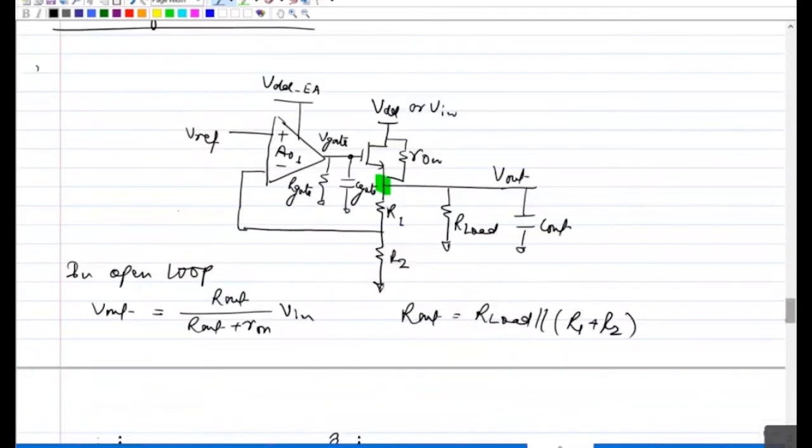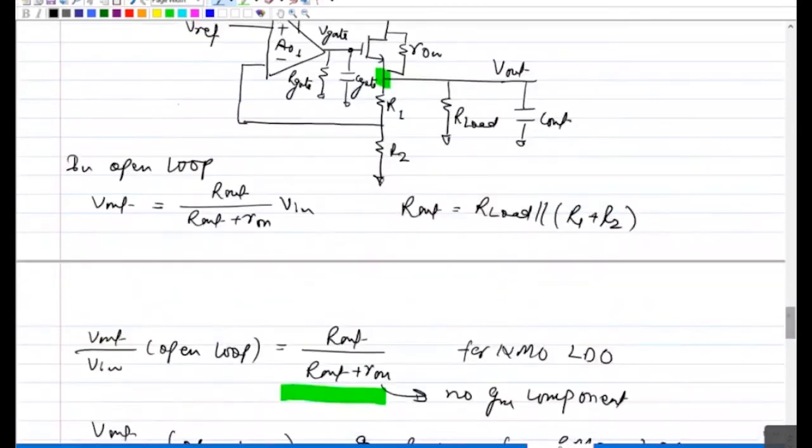Okay, so which means any change you make at the output will get suppressed by your loop gain, and the loop gain in this case will be GM R out of this output stage.